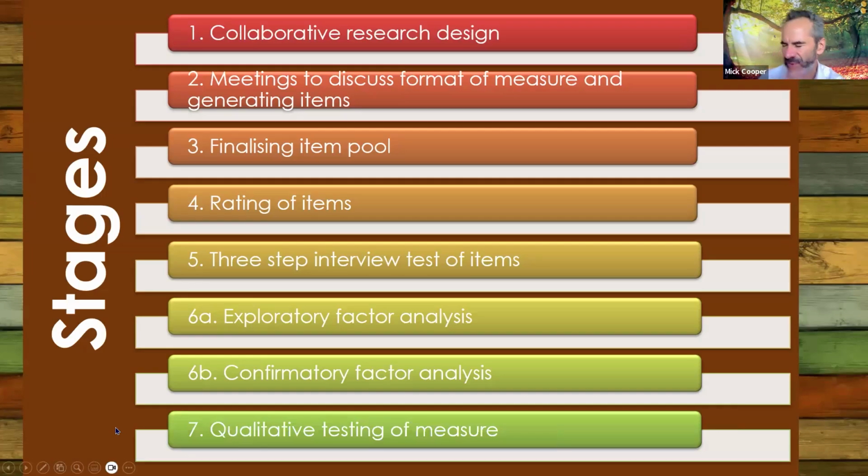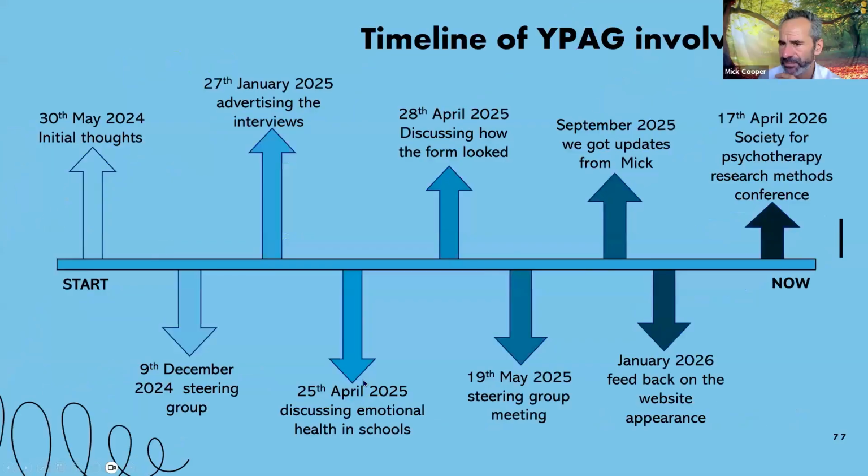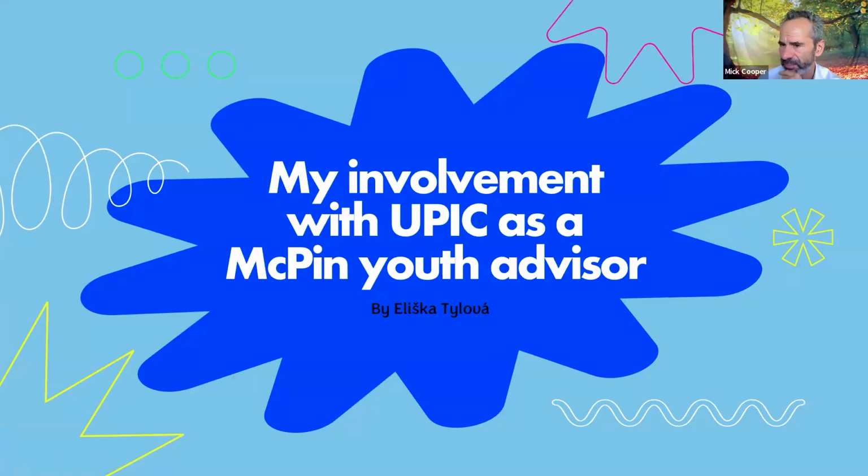We didn't do all these stages on the adult one because we'd already developed it once, but we're going to talk through some of these stages, from collaborative design with young people that Ellie's going to talk about, then developing the items, rating the items, doing interviews on the items, and then doing some statistical analysis. And the last stage, as Charlotte was mentioning, is doing interviews to see how people actually experience the measure. Ellie, over to you. Shall I do the slides and you tell me when you want me to move forward? Yeah, that would be great.